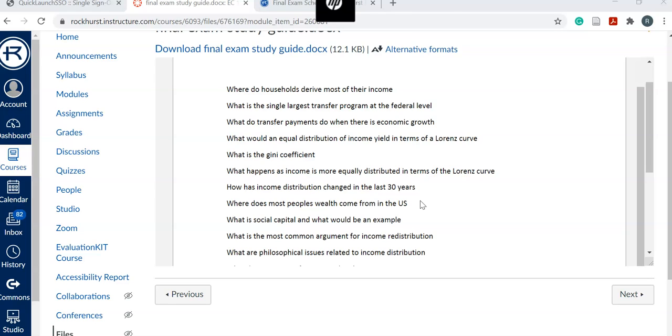Okay, what do transfer payments do when there is economic growth? Usually when there's economic growth, we see these transfer payments slow down because people have better jobs or have jobs and are able to not necessarily need as much assistance.